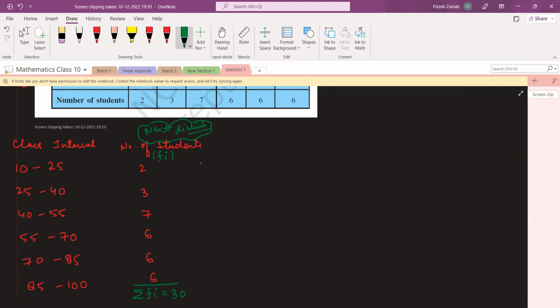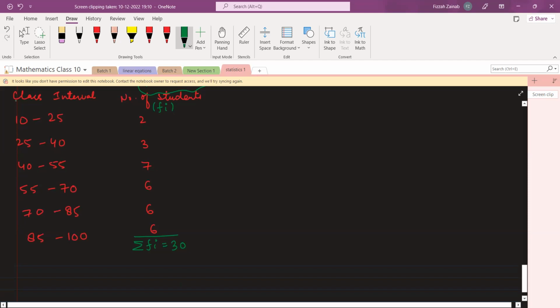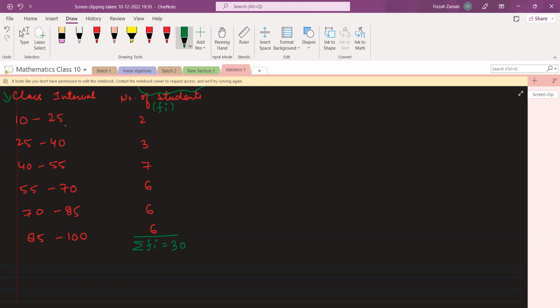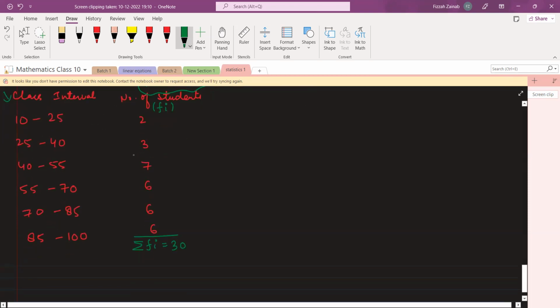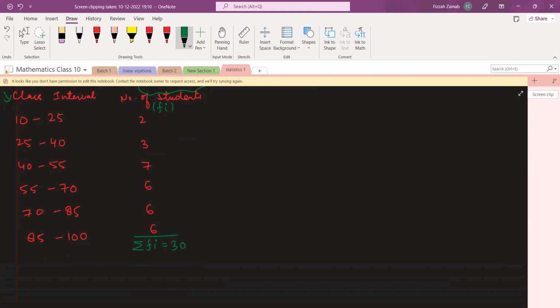Now, see, this is the class interval. It's a gap, from 10 to 25. So you cannot multiply your frequency with a gap. You need a number which you can multiply. If you want to multiply your frequency with the class interval, which number will you take from 10 to 25? Will you take 11? Will you take 12? Will you take 13? You need one number out of this class interval which you can multiply with the frequency.